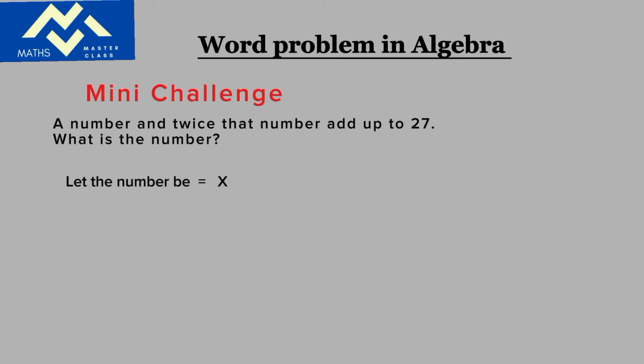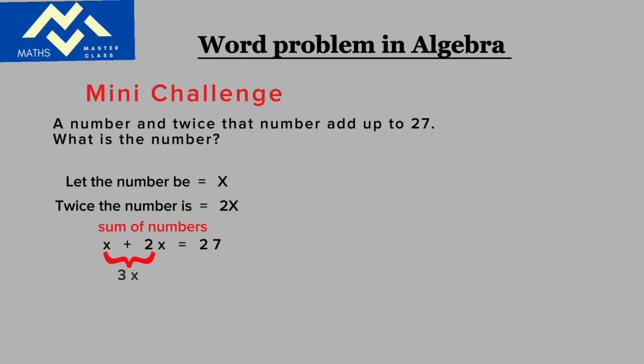Let the number be x. Twice the number is 2x. Next, they add up to 27. So, x plus 2x equals 27. X plus 2x equals 3x.